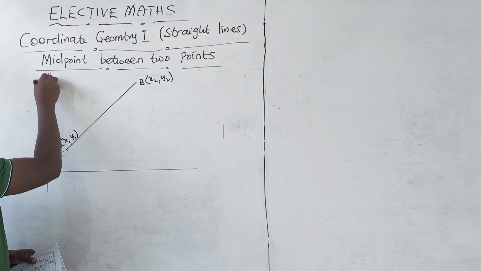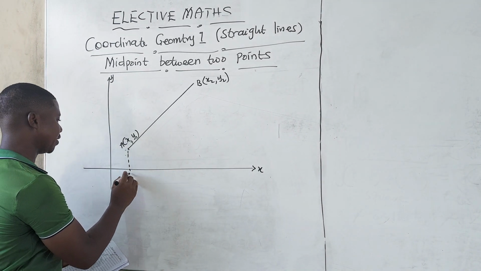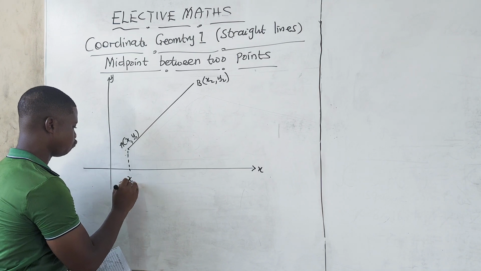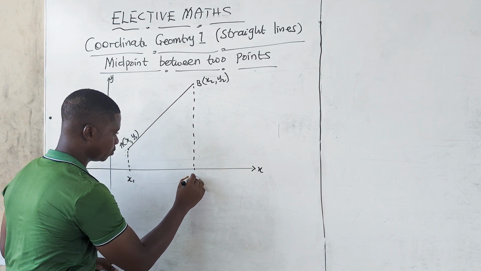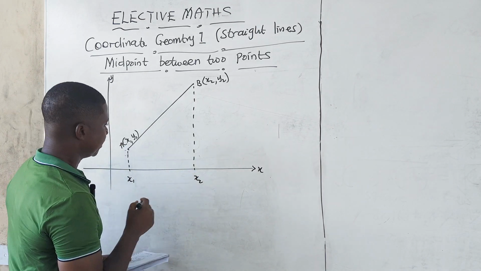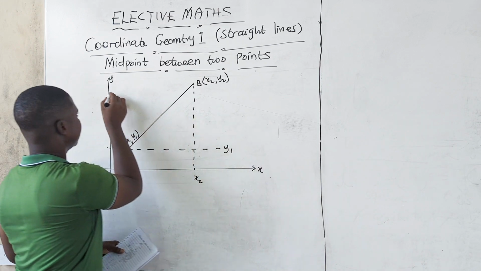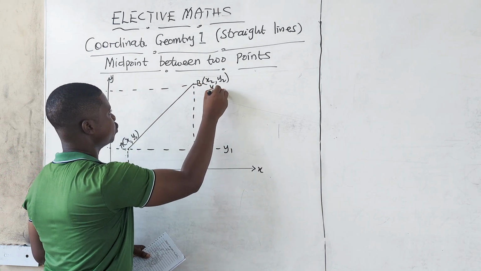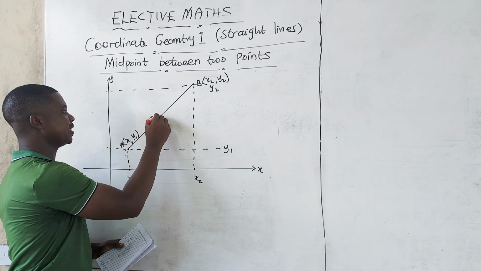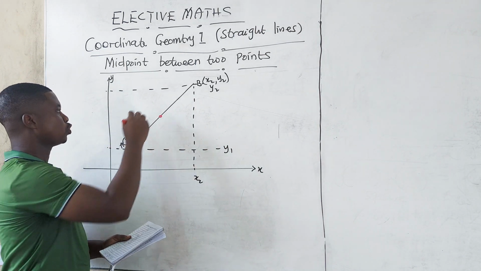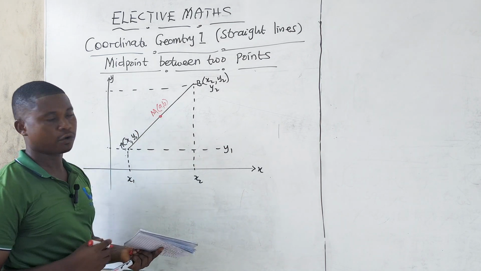So this is our y-axis and this is our x-axis. We have our x1, then this side gives us our x2. Then when you consider this side, we have our y1, then y2 is here. We look at the midpoint. Midpoint means there's a point dividing this line into 2. So we pick that to be our M, and we use A and B for the midpoint.